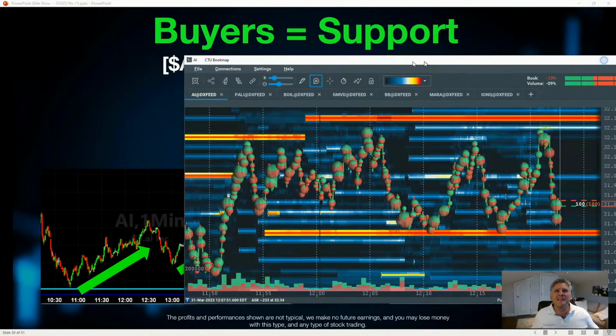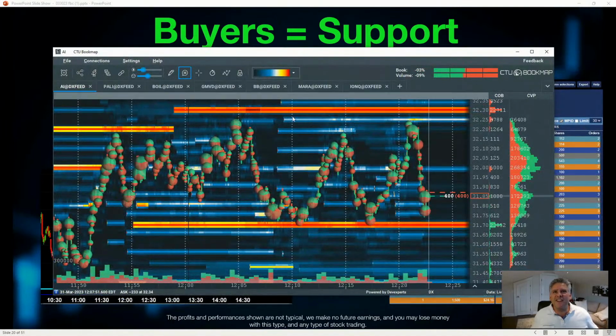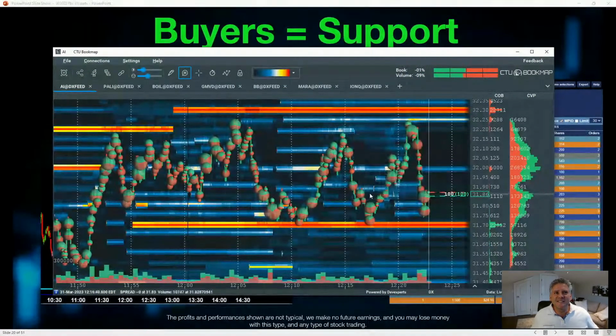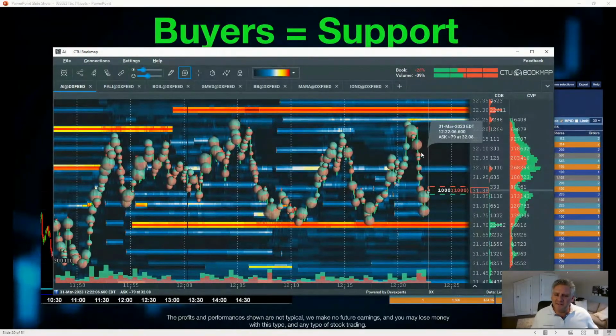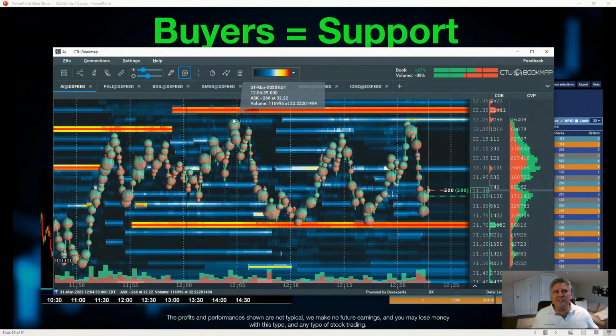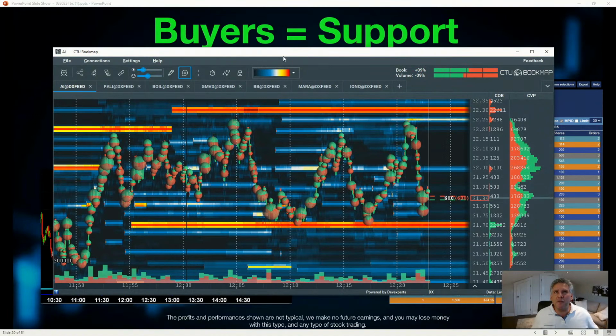Check this out. See these red lines? See how the stock goes up and down? What do you think that is? Why is that stock doing that? Why is it going up, coming down? That's what we're going to show you next.